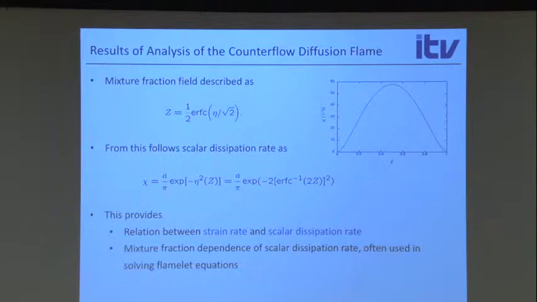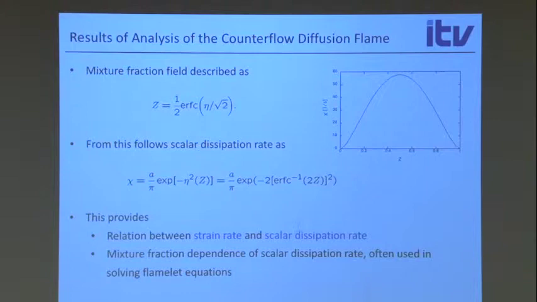This functional form, then, we can also use to solve the flamelet equations. We said earlier the flamelet equations have this parameter, the dissipation rate, chi, and this parameter needs to be specified. Earlier we said we specify the stoichiometric value, which maybe would be this value here, about 0.05. But we can also use this as a function of mixture fraction to determine this value.